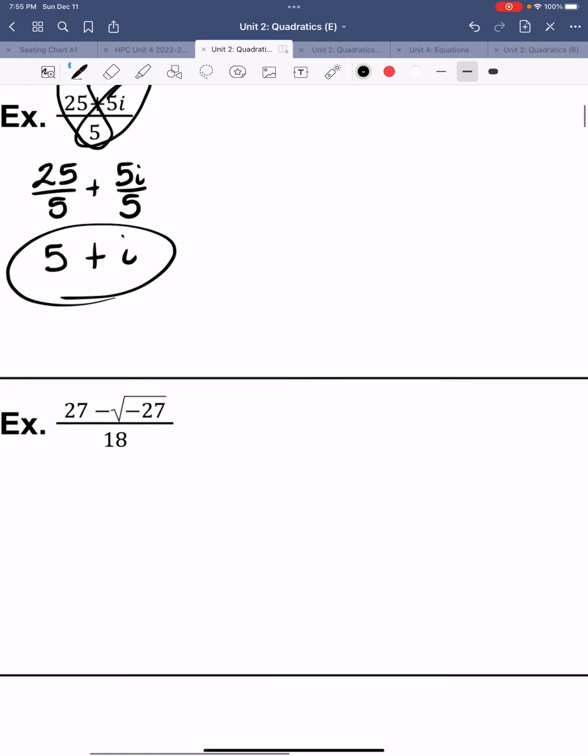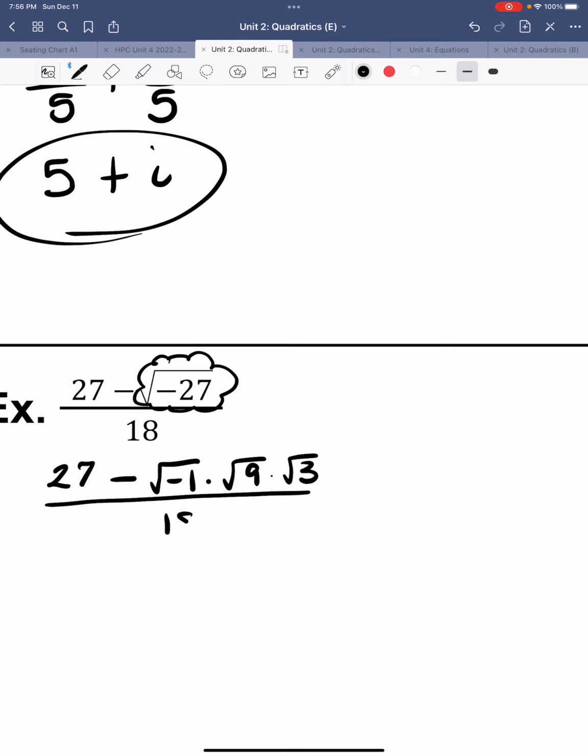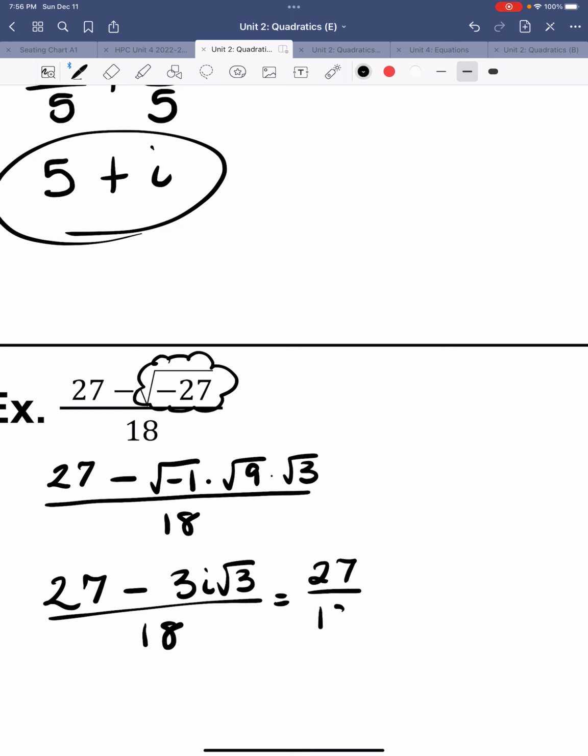Over here, we're going to do the same thing. I need to start by simplifying this negative 27. So I have 27 subtract square root of negative 1 times the square root of 9 times the square root of 3. We just did this one up above, all over 18. So we have 27 subtract 3i root 3 all over 18. And now I'm going to break it up. I have 27 over 18, subtract 3i root 3 divided by 18.